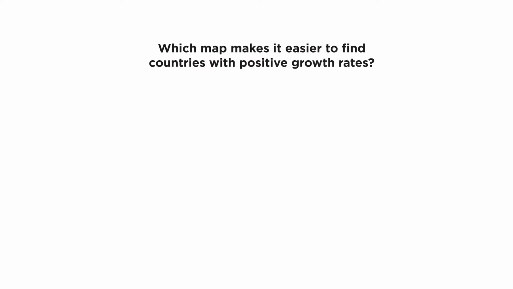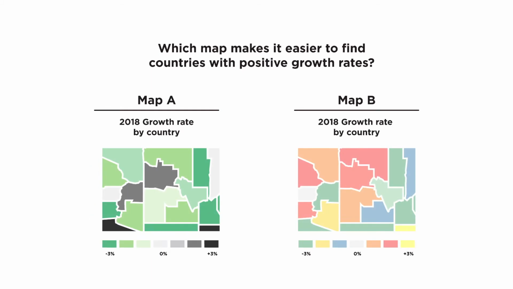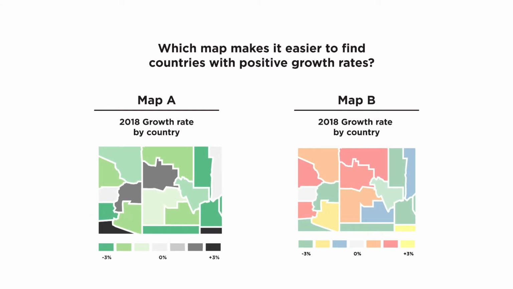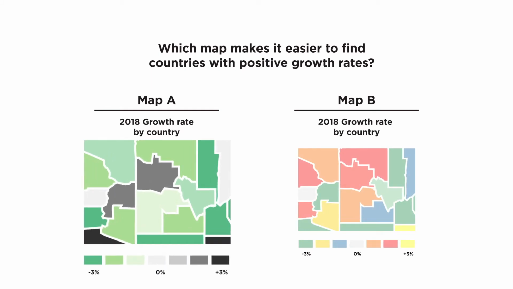Which map makes it easier to find all the countries with positive growth rates? If you selected Map A, you're correct. Map B requires you to memorize the meaning of 7 colors, which exceeds the limits of short-term memory. The legend is useful, but requires the user to keep cross-referencing it to interpret the graphic. With Map A, you can easily recall the meaning of dark gray and light gray, and the rest is intuitive.